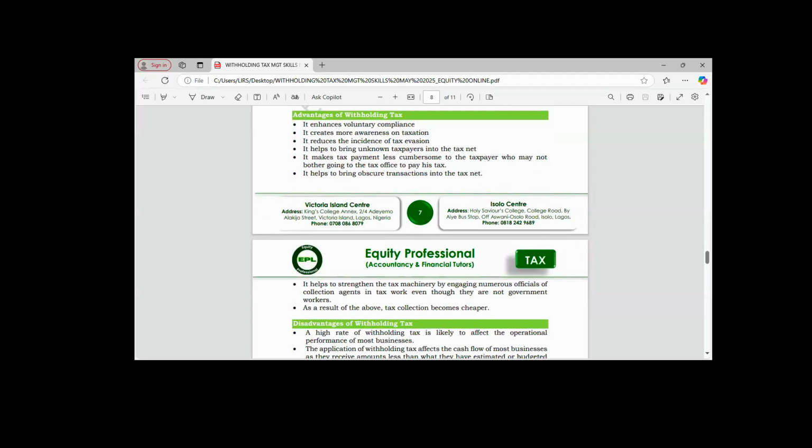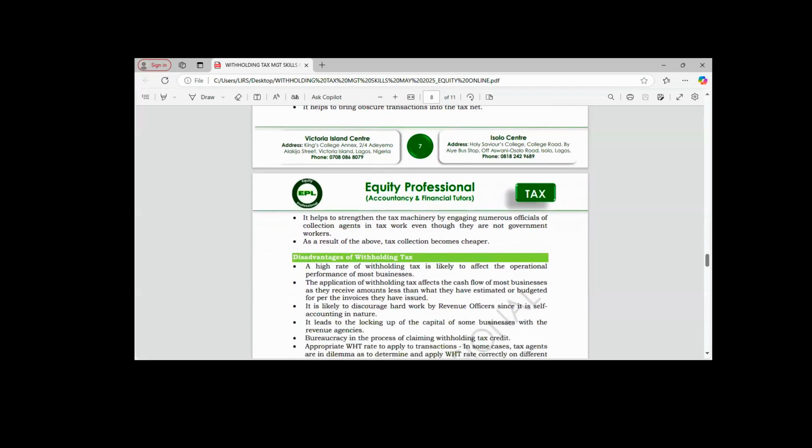You may also be asked for the disadvantages of this withholding tax. The high rate of withholding tax is likely to affect the operational performance of most businesses because of the rate. Some of those rates are as high as 15%, 20%. They affect business. The application of withholding tax affects the cash flow. Some of the money that you are supposed to be using, they will have deducted at source.